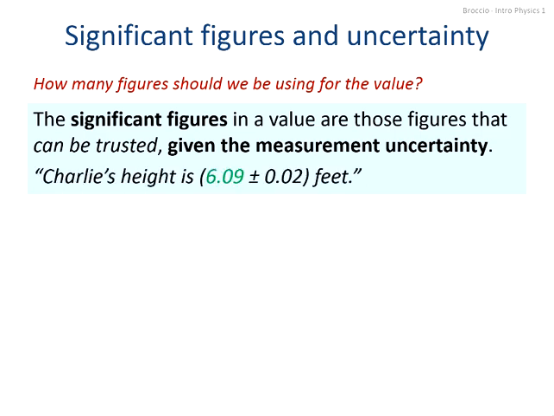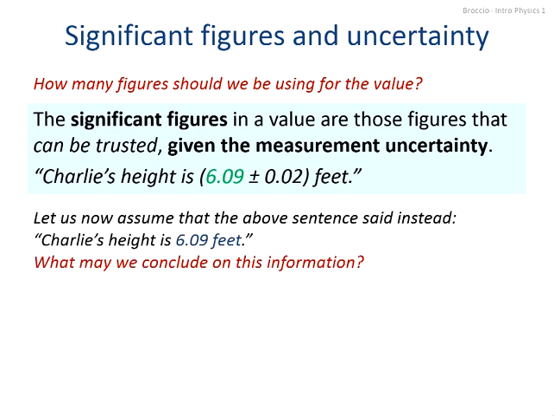Take this sentence: Charlie's height is 6.09 plus minus 0.02 feet. Since the uncertainty is 0.02, which means on the second decimal figure, we can trust both the 0 and the 9 after the decimal point. So in this case, 6, 0, and 9 are all significant figures.